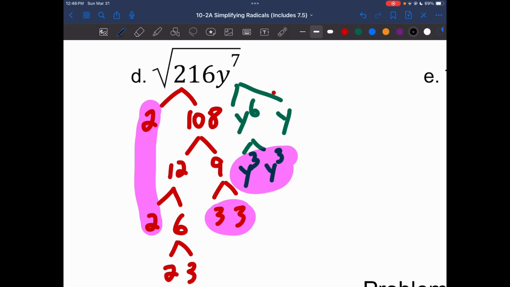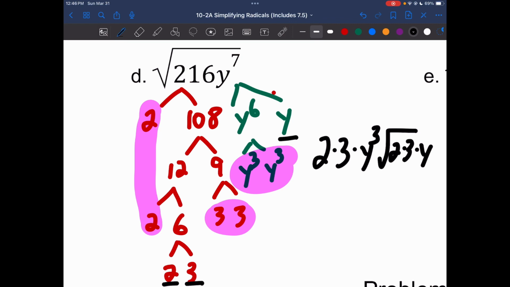So start with our numbers. We have a 2 and a 3. We have the y to the 3rd, and we have the square root of what's left. We have a 2, we have a 3, and we have a y. 2 times 3 times y. Combine all our like terms. 2 times 3 is 6, y to the 3rd. 2 times 3 is 6y.